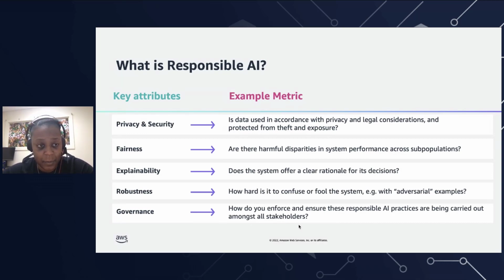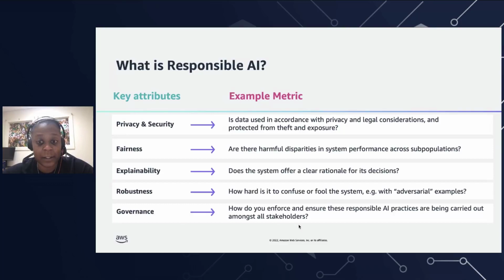The second component is fairness, or mitigating biases, in other words. So, are there harmful disparities in system performance across subpopulations? And I should say mitigating unwanted bias, because sometimes, to be fair, it's okay to have certain bias if it is built for a particular demographic, for example, or a particular subpopulation that you do want to have some disparities for. For example, the third component is explainability.